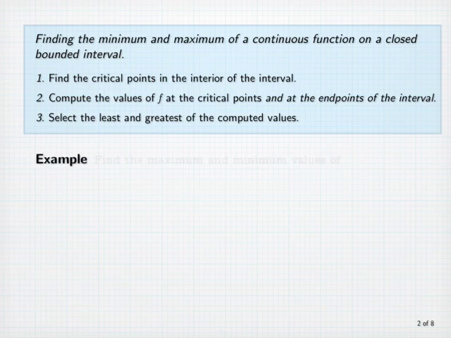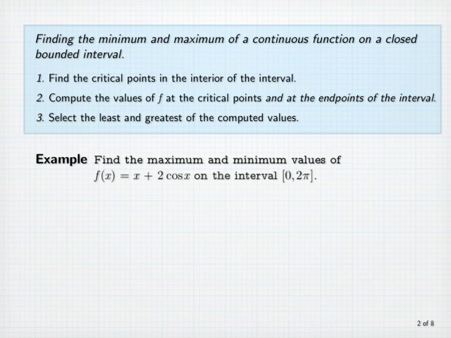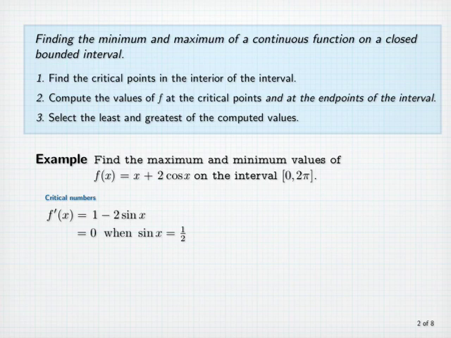For example, find the maximum and minimum values of f of x equals x plus 2 cosine x on the interval 0 to 2 pi. We'll first find the critical numbers. So we compute f prime of x. That's 1 minus 2 times sine x, which is equal to 0 when sine x equals a half.